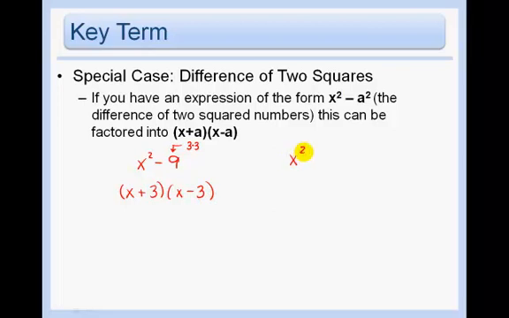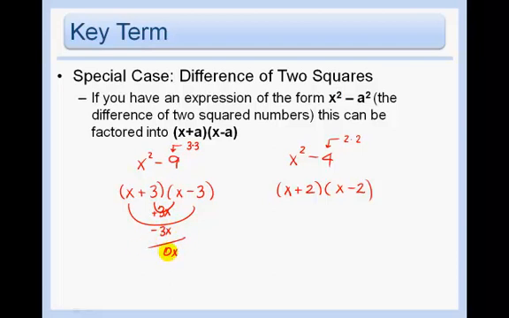Something like x squared minus 4. What's 4? That's 2 times 2. So you could factor it into x plus 2, x minus 2. Why are these special? Well, look at the outer and the inner. They are the same, but they have opposite signs, meaning you will get 0 x's for the middle, nothing in the middle. So that's why these are special. Because you always get nothing for the middle term.